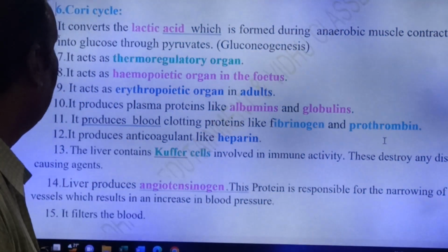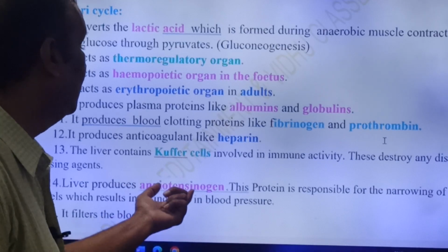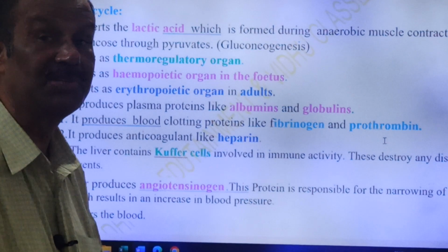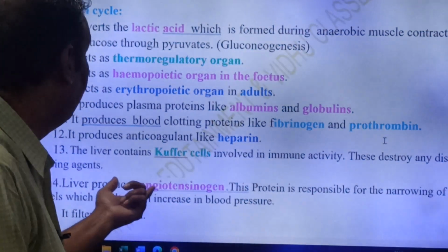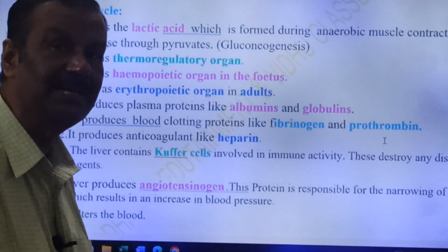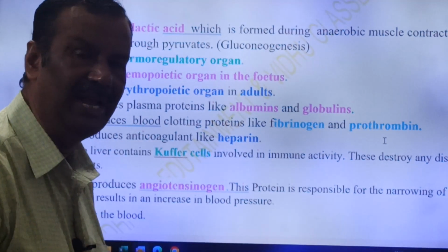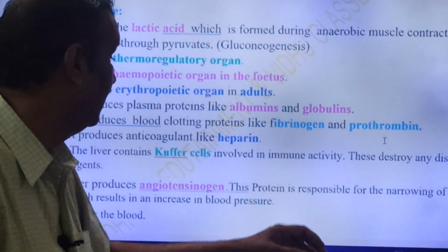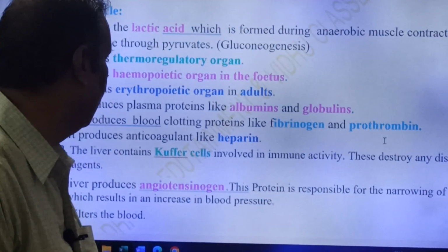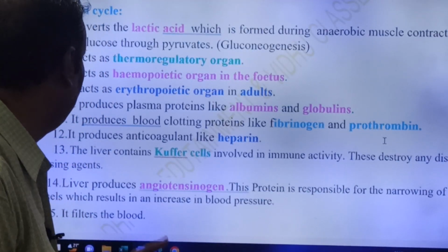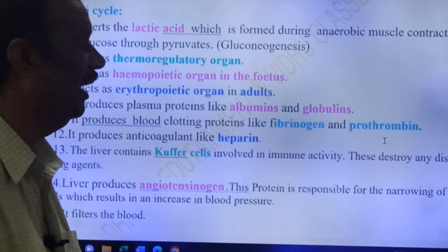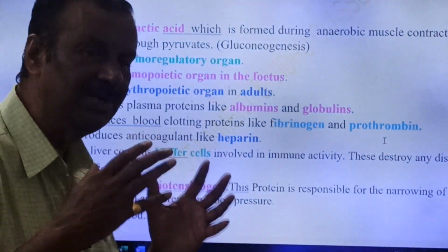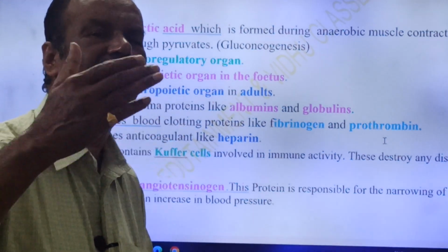Now see, friends, liver produces angiotensinogen. Once you recall excretory system, friends, liver produces angiotensinogen. It is a protein. It converts angiotensinogen into angiotensin 1, friends. This protein is responsible for the narrowing of blood vessels, which results in increasing blood pressure. So simply write, friends, liver produces angiotensinogen. It increases our blood pressure.